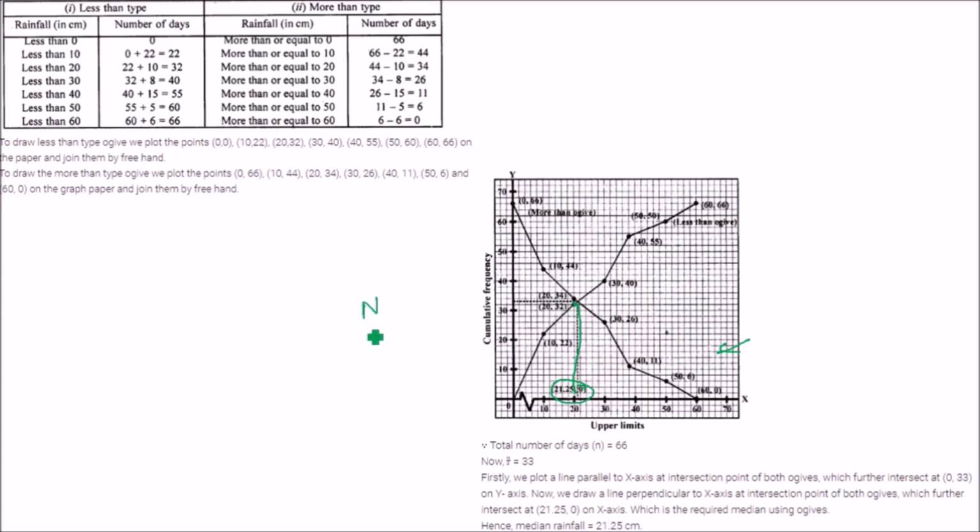There is another method, n by 2, that is 66 by 2, that is 33. So take 33 from here, draw a line wherever it intersects, drop a line on the x-axis, and it will again come to be 21.25.